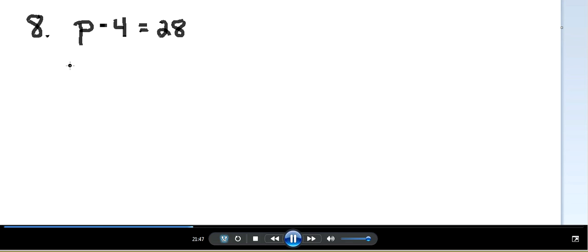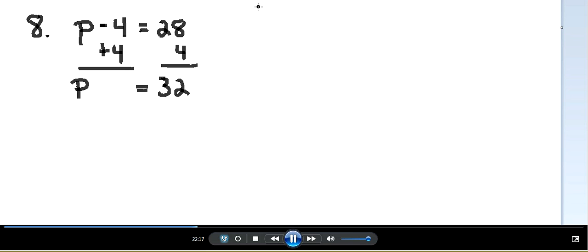Here's problem number 8. I'm just writing it out here. It's fairly simple. I want to solve for P. A little bit of algebra here. That's what our next couple of problems are. So isolate P by adding 4 to both sides. So P comes down, -4 plus 4 is 0, I don't have to write anything, equals 28 plus 4, which is 32. Okay, and that's all we need for number 8.